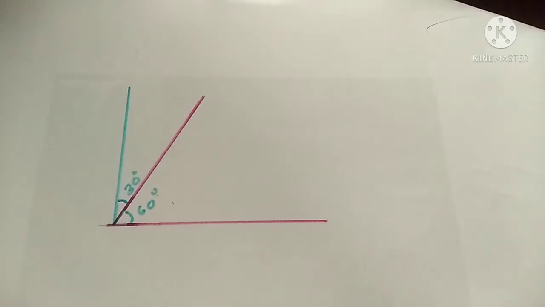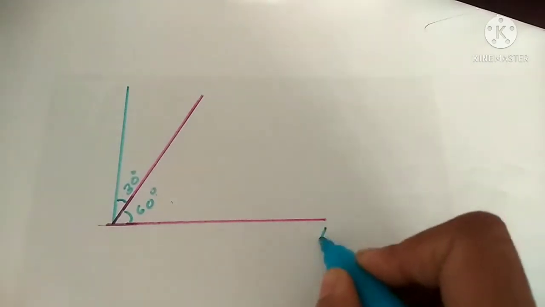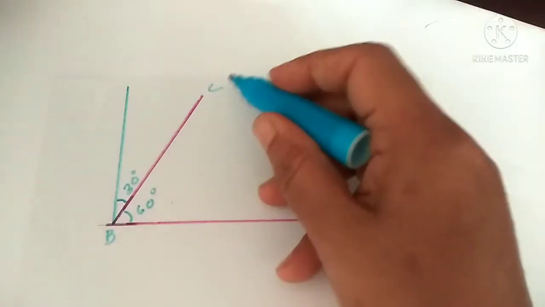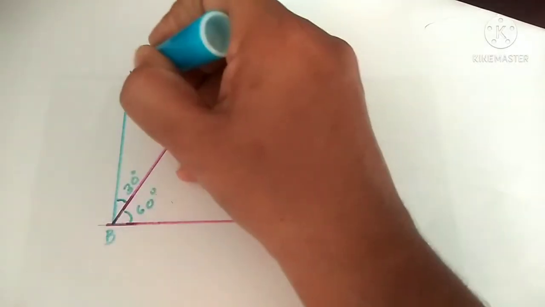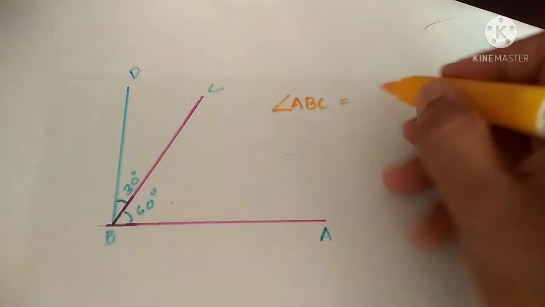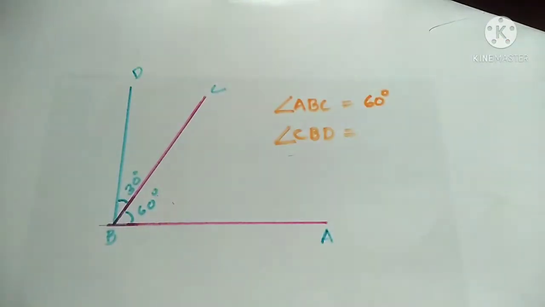Now, let us give the name for the angle. Angle ABC and angle CBD. So, what is angle ABC? Angle ABC is 60 degree. What is angle CBD? That is 30 degree. So, I write angle CBD is equal to 30 degree.